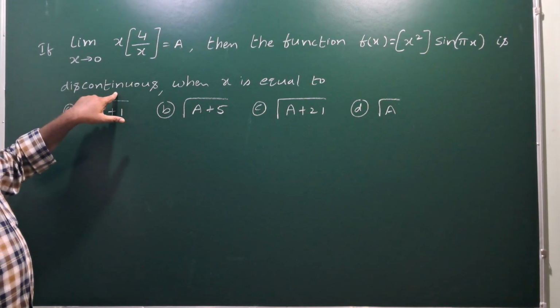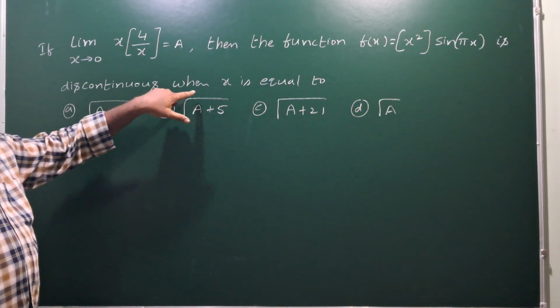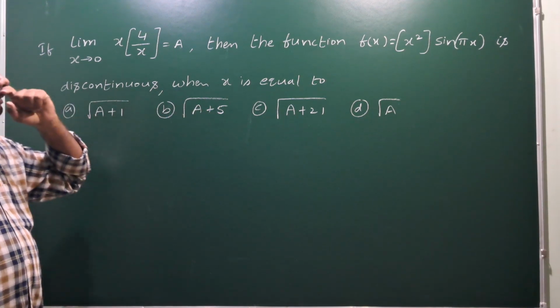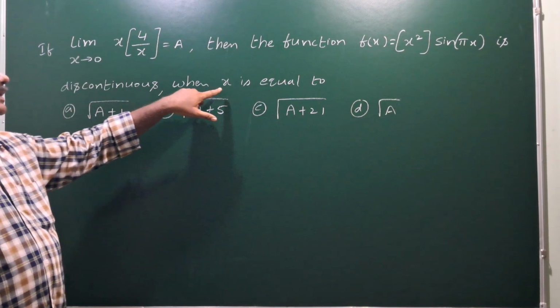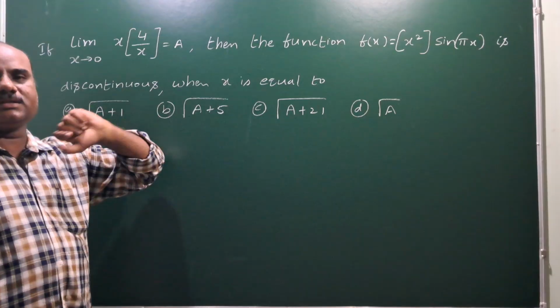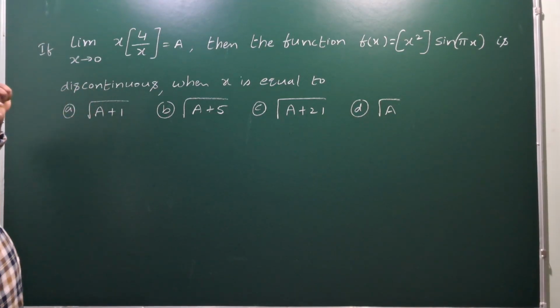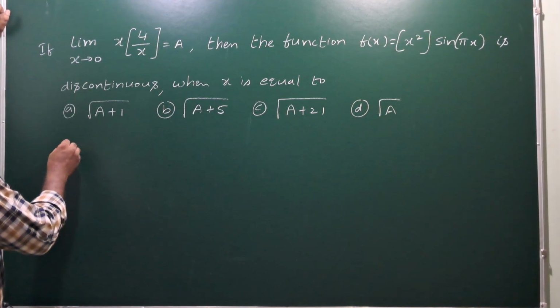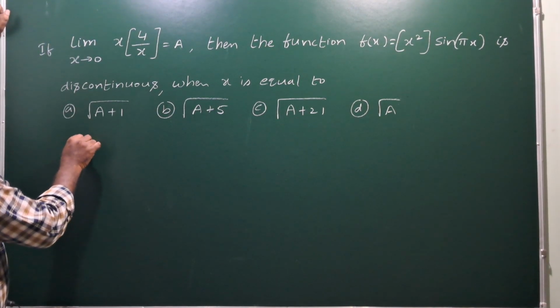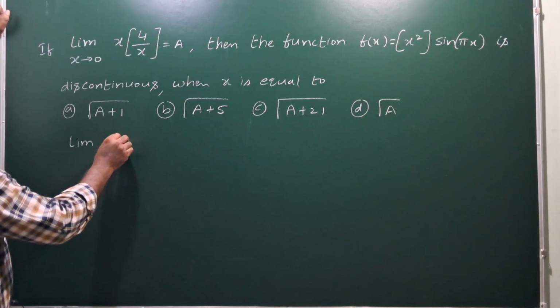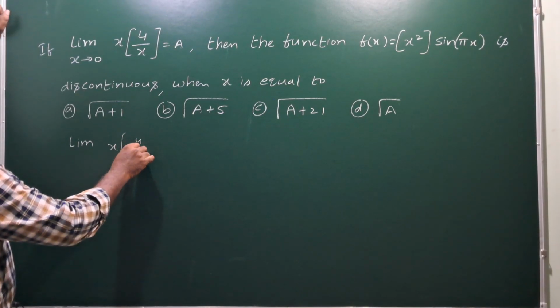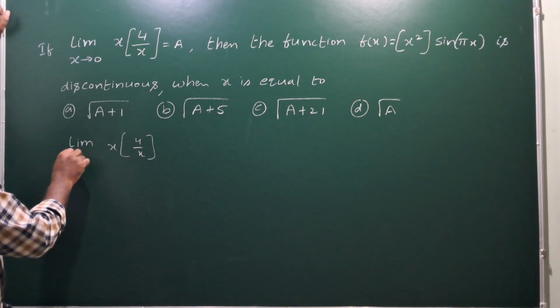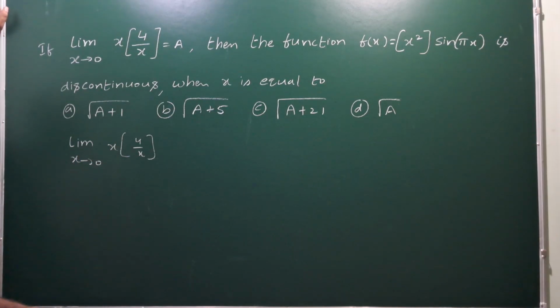We don't know the values of discontinuity, so we have to find the value of x where the function is discontinuous. That is our problem. So first of all, find this limit: the limit of x into the integral part of 4 by x as x tends to 0.